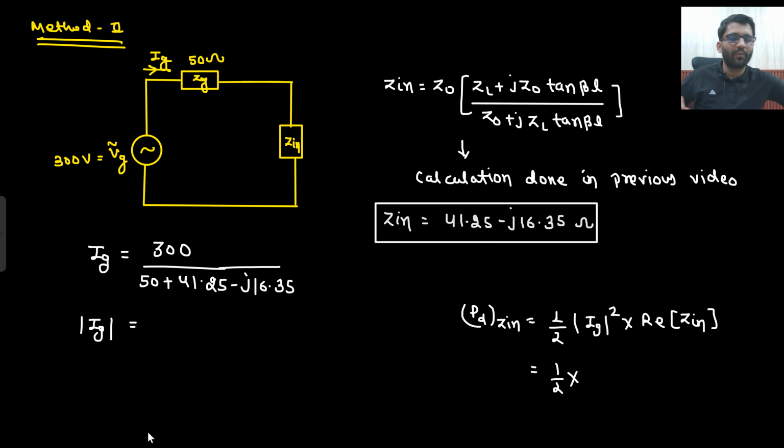So here I am only interested in magnitude. Using the calculator, what am I going to do? 50 plus 41.25, that is 91.25. So 91.25 whole square plus bracket 16.35 whole square, and then I will take the square root. So I get 92.7, which is the magnitude of the denominator. Then I will take the reciprocal into 300. So that will be 3.23. That will be the magnitude of Ig.